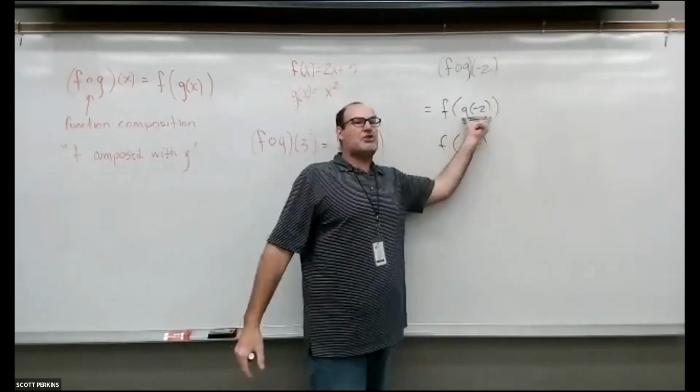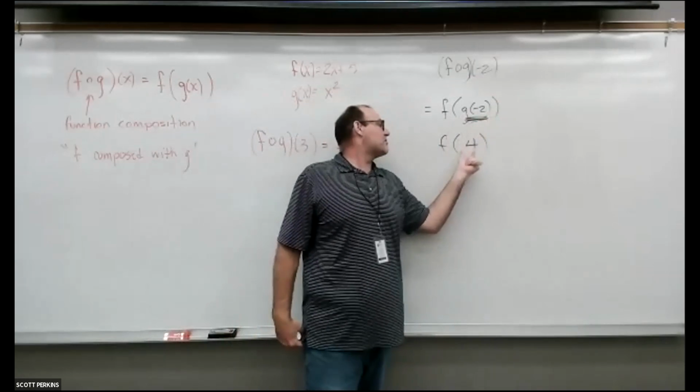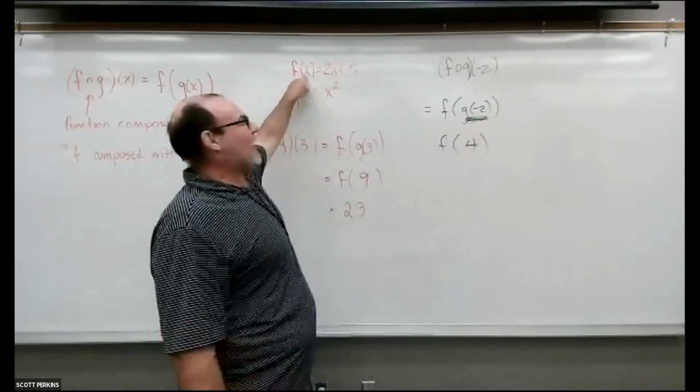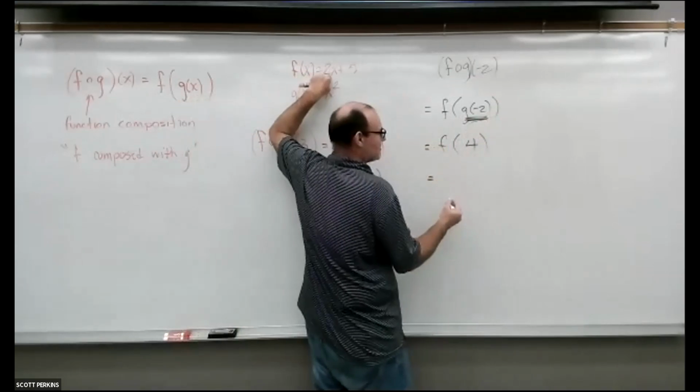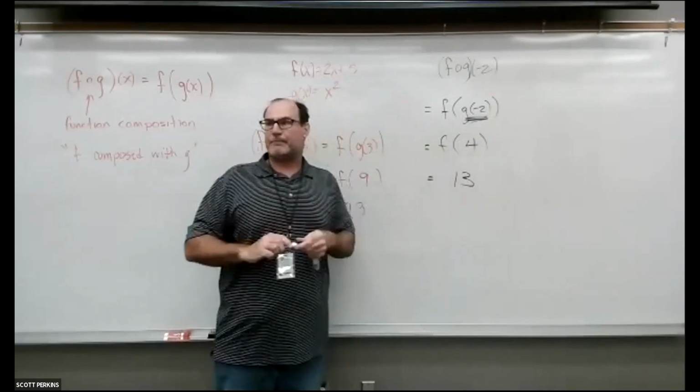I no longer need the g of -2. We have evaluated that. That goes away, and it becomes 4. Now what do I do with the 4? It goes into f. That's the next function. So f of 4 becomes 2 times 4 is 8, plus 5 is 13.